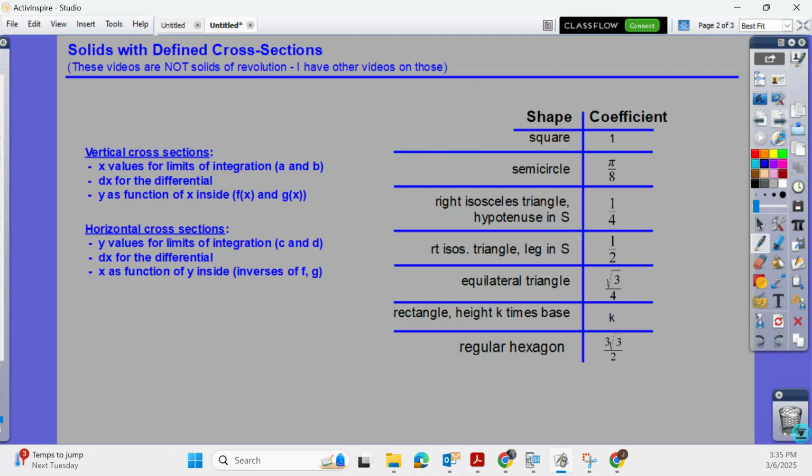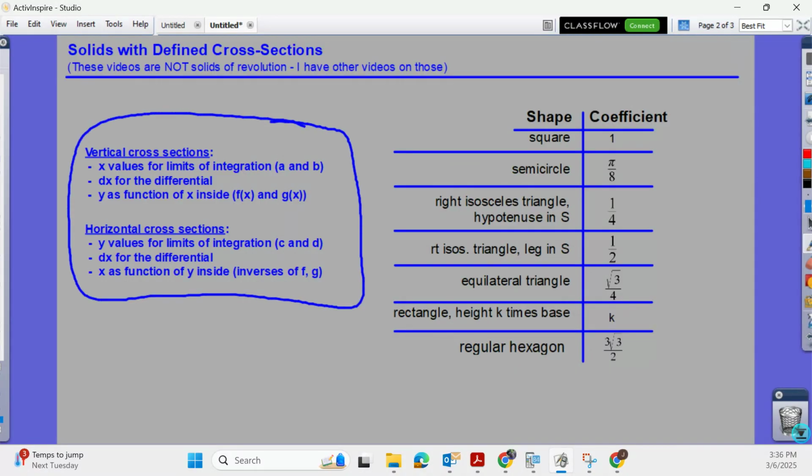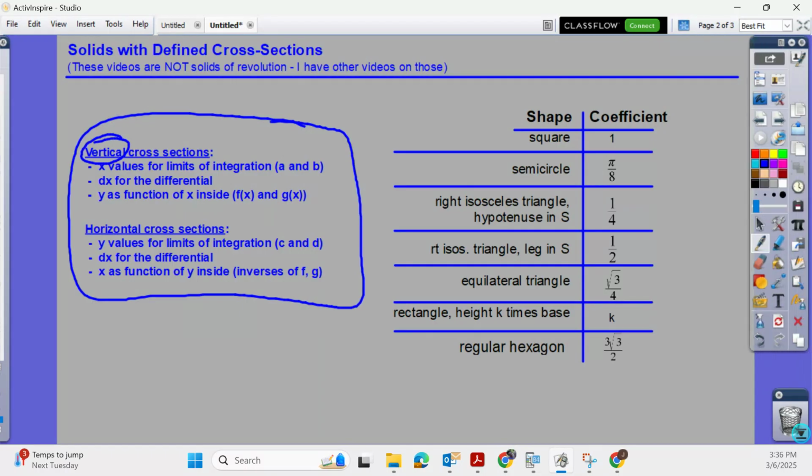So that stuff is itemized right here. When you have vertical cross sections, we're perpendicular to the x-axis.